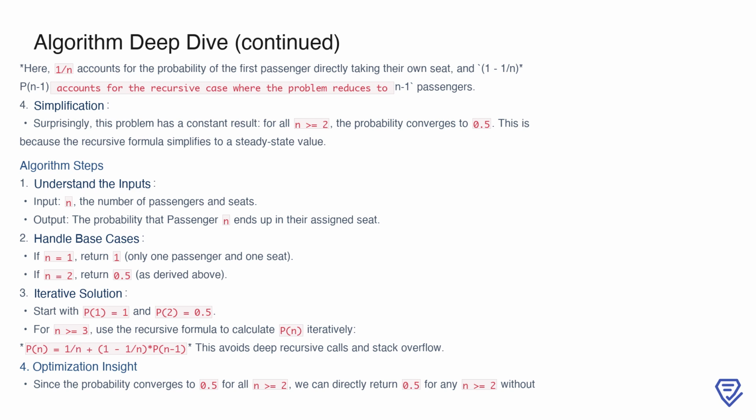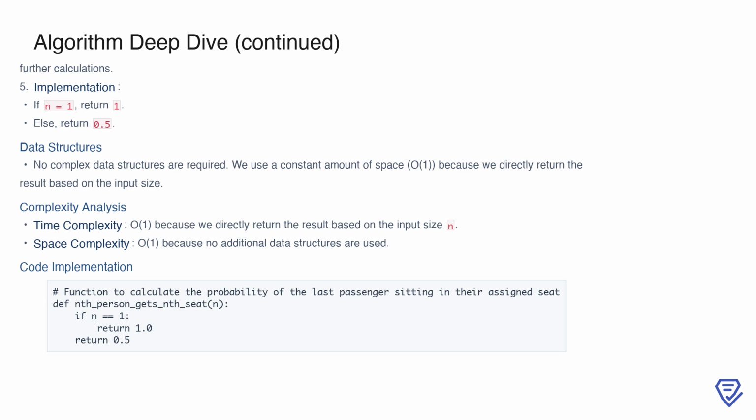To implement the solution, we begin by handling the base cases. If n equals 1, the result is 1 because there's only one seat. For n equals 2, we use the derived value of 0.5. For larger values of n, the recursive formula can be applied iteratively, but given the convergence to 0.5, we can optimize further by returning this constant value directly without performing additional calculations. This insight leads to a highly efficient implementation. The algorithm simply checks the input size and returns the appropriate result.